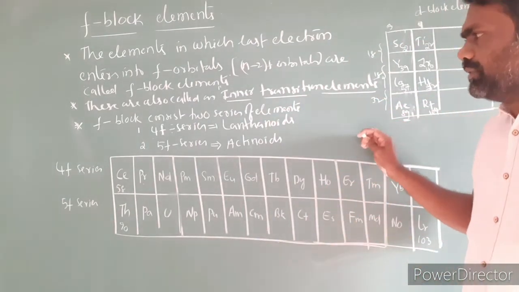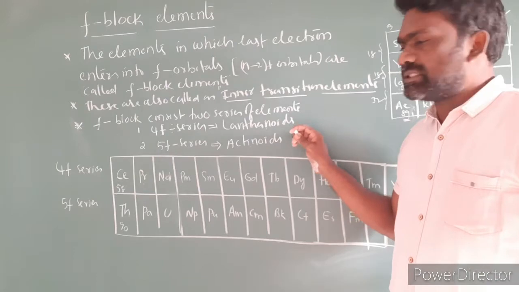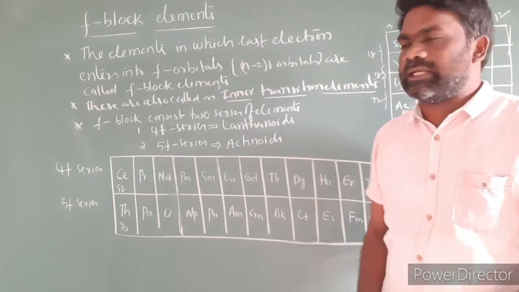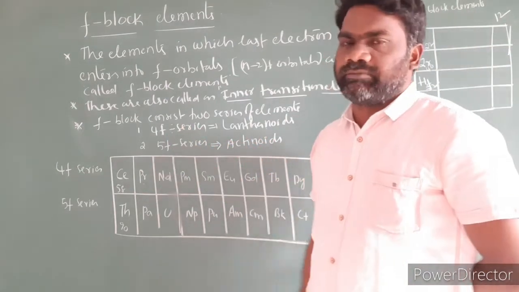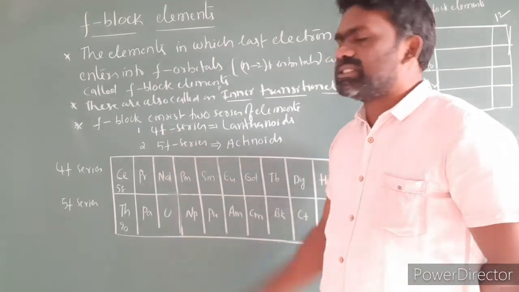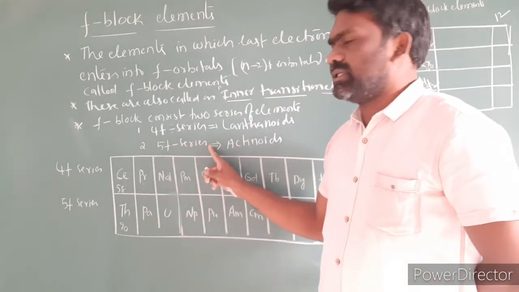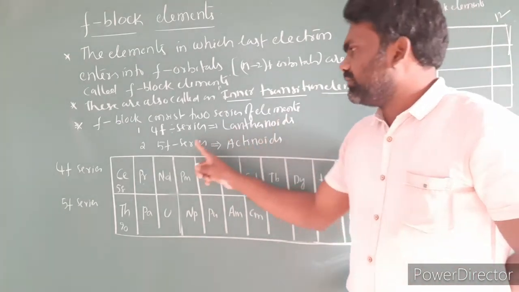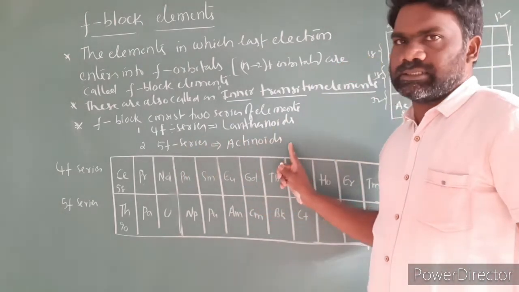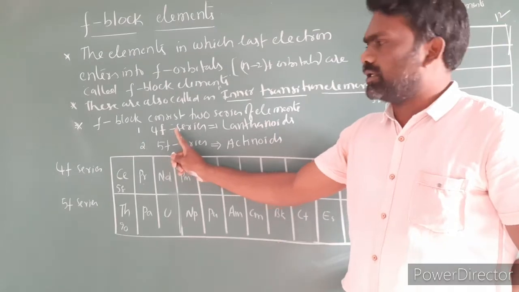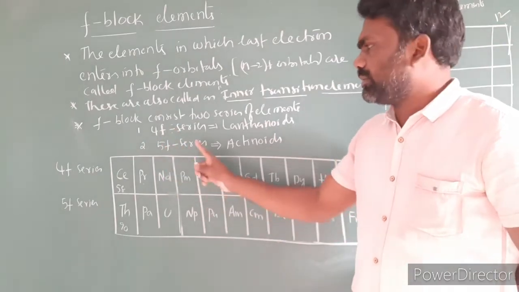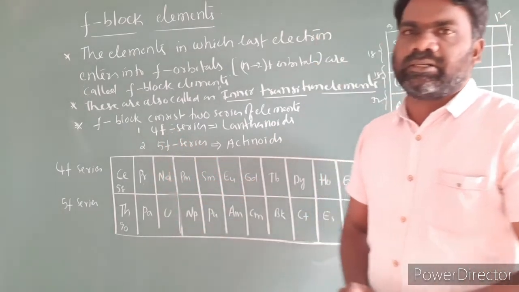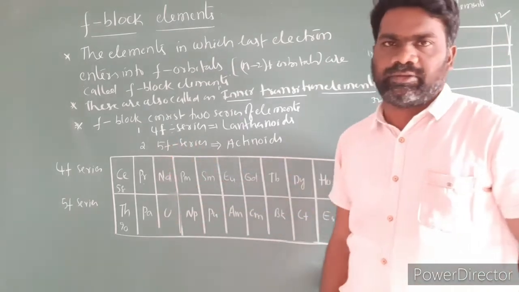In the periodic table, F block elements are placed at the bottom. There are two series of elements here: one is the 4F series, another is the 5F series. The 4F series elements are also called lanthanoids and the 5F series elements are actinides. In the 4F series, the last electron enters the 4F orbital. In the 5F series, the last electron enters the 5F orbitals.